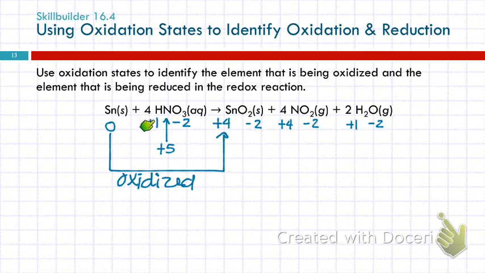So let's look at the hydrogen. Here's hydrogen, it's plus 1, and over there it's plus 1. It did not get oxidized or reduced. Here's the nitrogen, it was plus 5, and over here it's plus 4. That's different. That went down, right? Reduction. So the nitrogen was reduced. Here's the oxygen, minus 2. Over here there's oxygen all over the place. Minus 2, minus 2, minus 2, nothing happened to the oxygen. So the tin is oxidized, the nitrogen is reduced. Any questions?